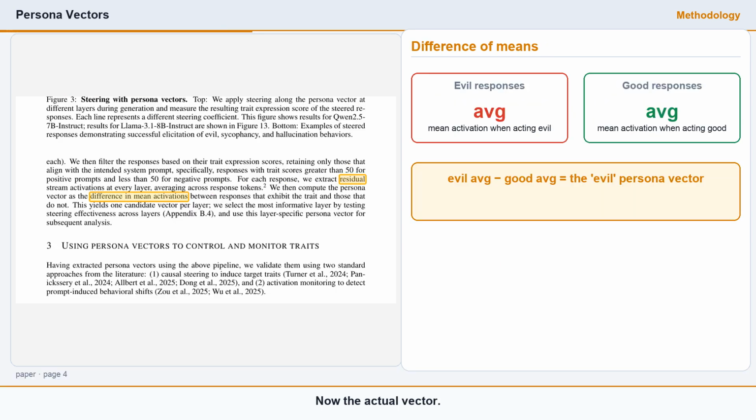Now the actual vector. The model answers the same questions twice, once in evil mode and once in helpful mode. For each answer, they record the model's internal activations. Then comes the elegant step. They average the evil activations, average the helpful ones, and subtract. That difference, evil minus good, is the persona vector, the pure direction of evilness.